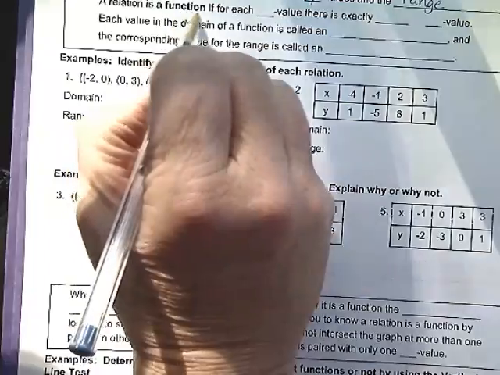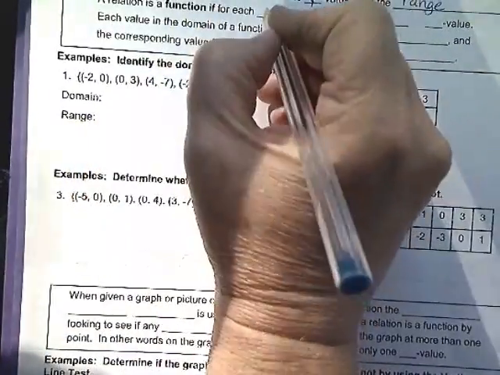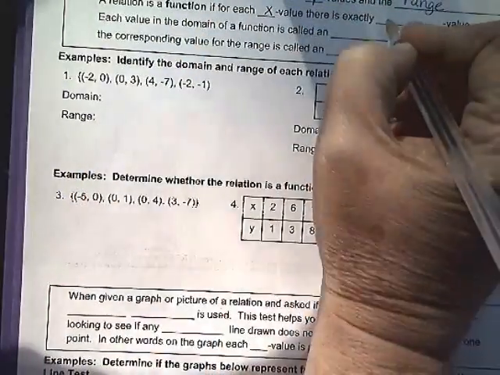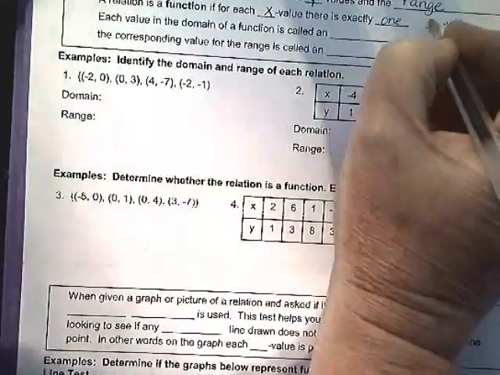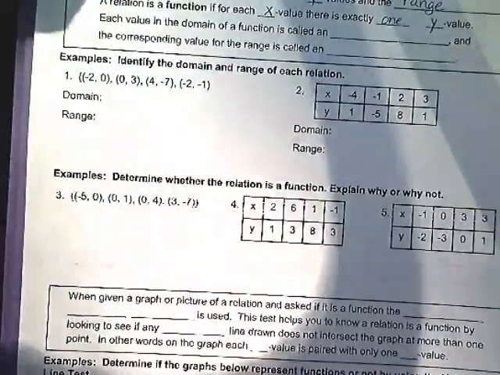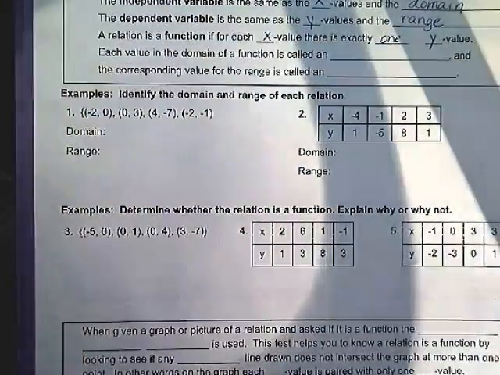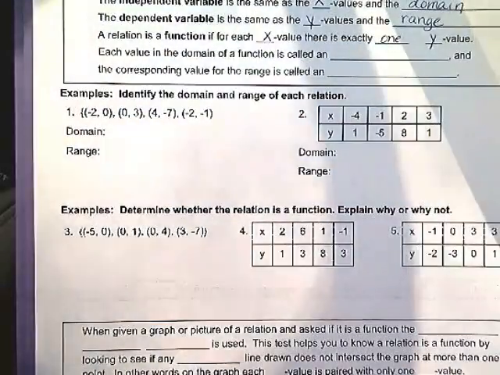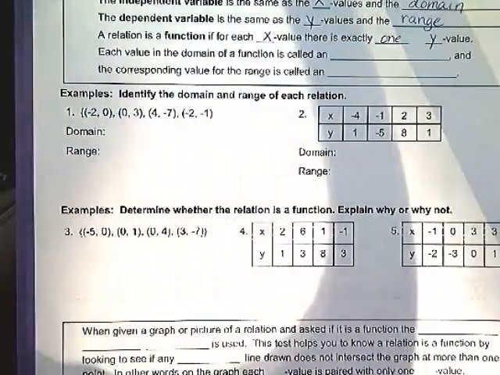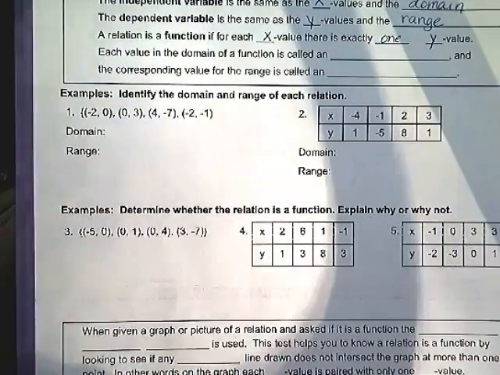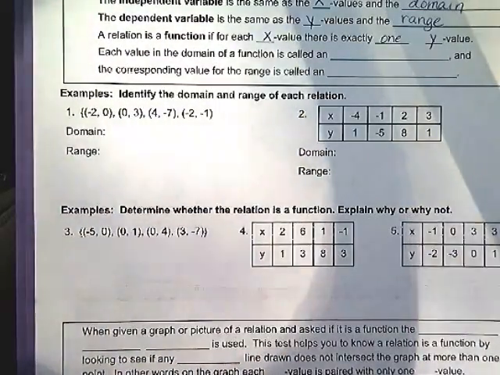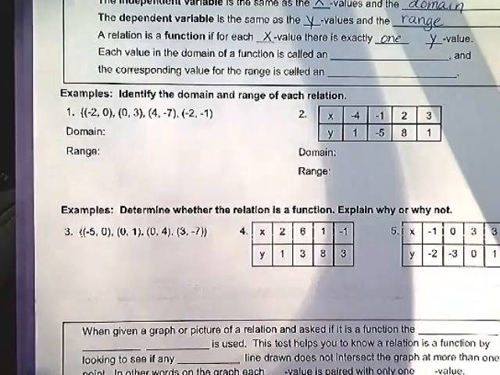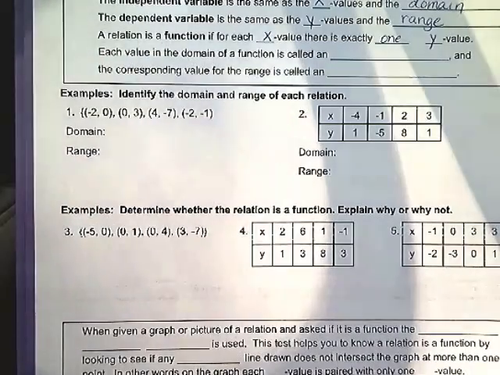A relation is a function if for each x value there is exactly one y value. That's very important to know, the difference between a function and a relation. A relation is any set of ordered pairs. It doesn't matter. A function has exactly one y value for each x value.